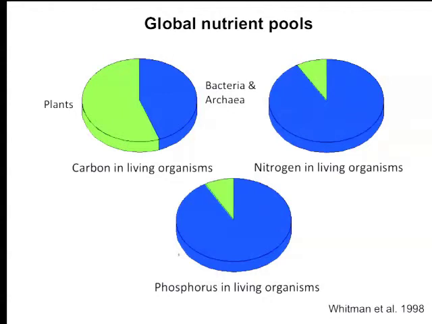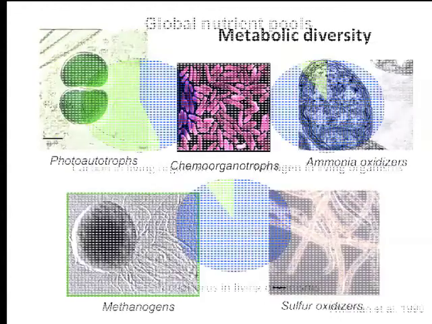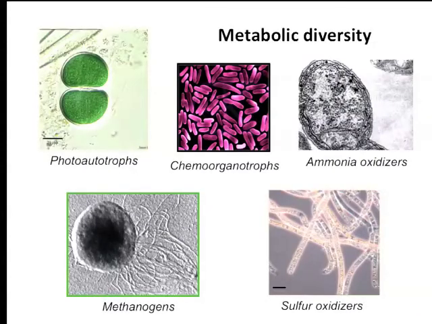There's this nice back-of-the-envelope calculation done just before 2000, asking how much of the global nutrient pools are held up in microorganisms, in bacteria and archaea specifically, compared to plants. And so just these numbers in terms of where the nutrients are, you see that in terms of carbon, nitrogen, and phosphorus in living organisms, a lot of it is held up in microbes. Okay, but that's just abundance.